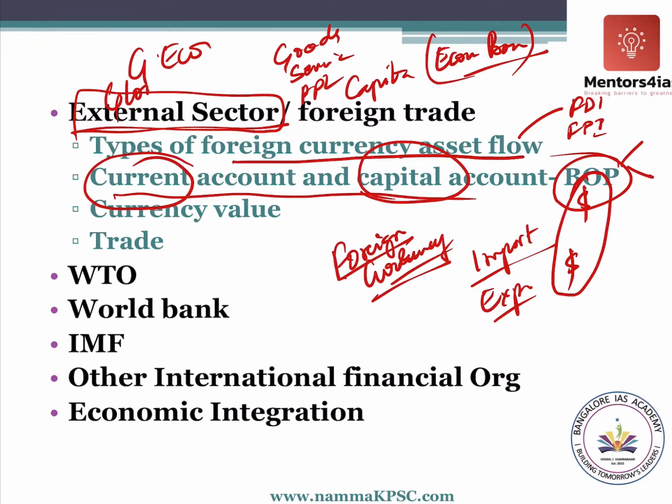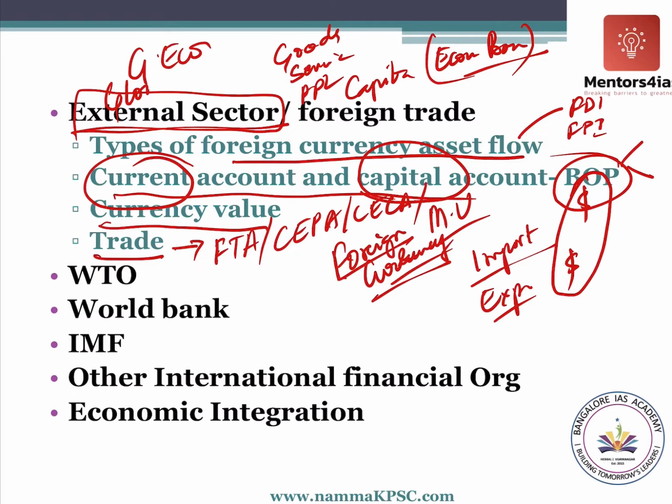We'll also have to understand how currency value is determined. We will be studying about trade and commerce. We will talk about the different types of trade interaction like free trade agreement, FTA, or CEPA, CECA. You would have heard all these things in your current affairs. We will also be discussing about monetary union. Things like this we will try to understand in external. Very important and very interesting chapter.